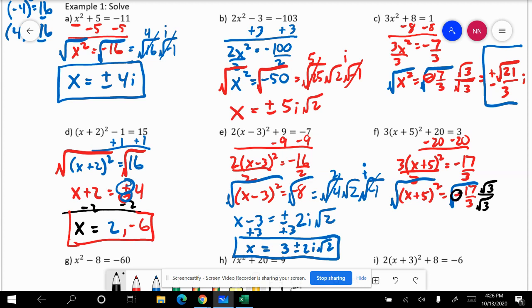Remember, the square root of a negative is i. So I'm going to put my positive and negative root. I'm going to put my i. 17 times 3 gives me 51. And 3 times 3 is 9, which is 3. Then what I'm going to do is subtract the 5. So my final answer is x equals negative 5 plus or minus i square root of 51 over 3.